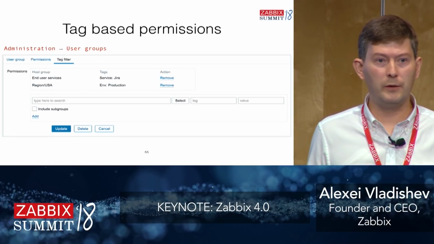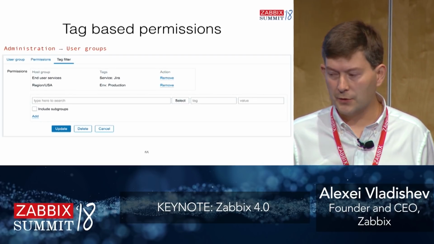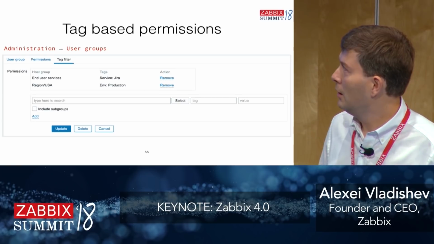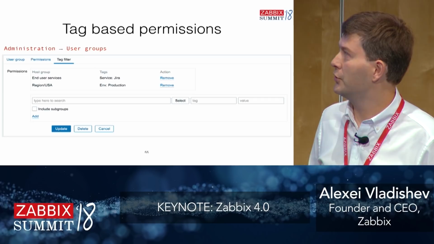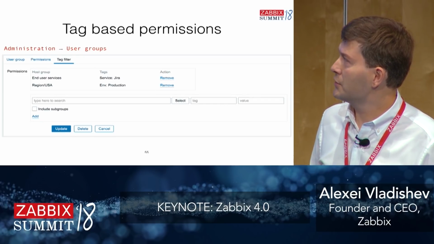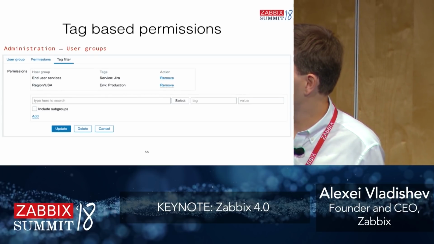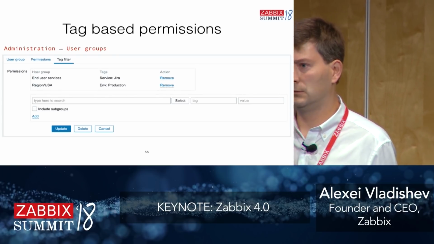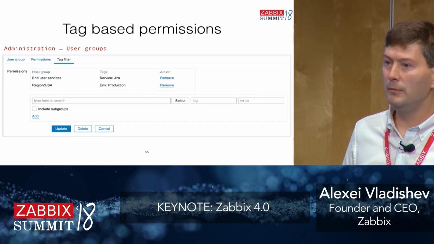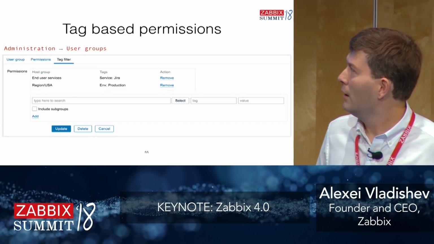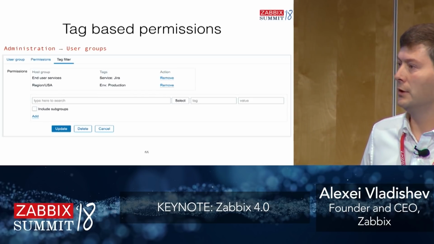Suppose I want to give one user group permissions to see only problems affecting service Jira, if a tag is equal to Jira, and what is happening in a production environment in the United States. So this is a host group. Basically, you specify a combination of a host group and a tag. Like in this case, end user services and service Jira. This information is from tags, and the host group is region USA and environment production.